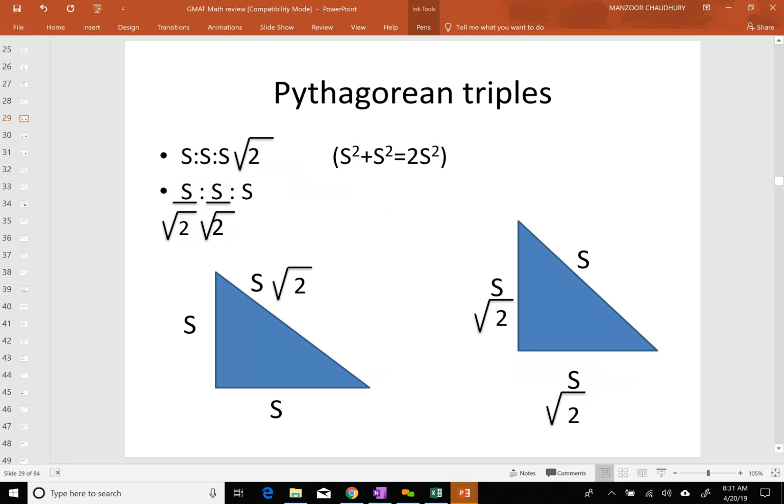Okay. Pythagorean triplets, another very important one: 1, 1, root 2. That's for 45, 45, 90 triangles. If you know 2 sides, you can find out the 3rd side easily. The ratio is 1, 1, root 2.